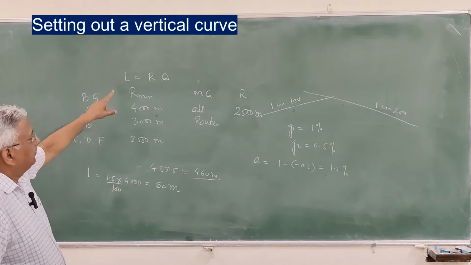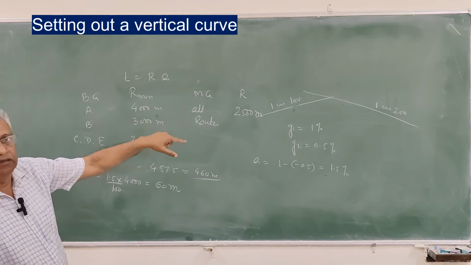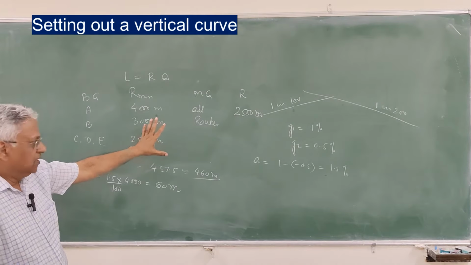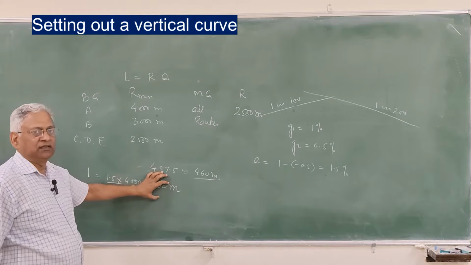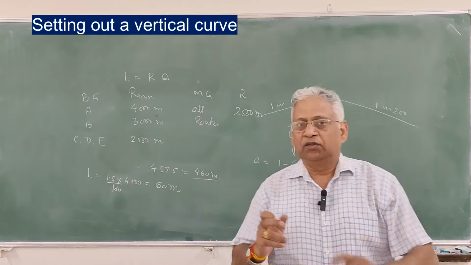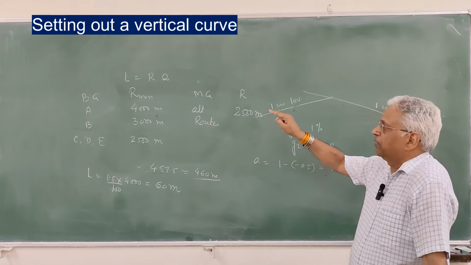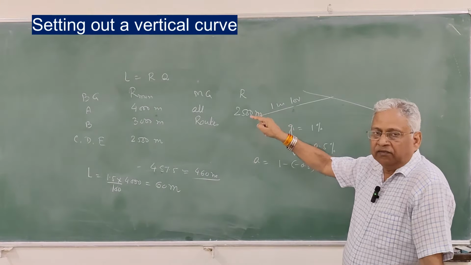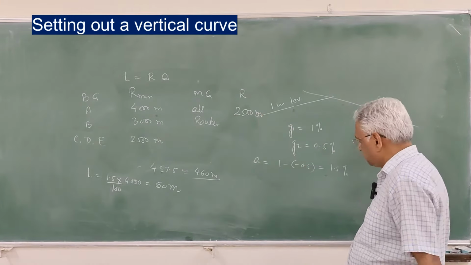This equation does not differentiate between a summit curve and a valley curve. It is same for both. 60 meter is sufficient to provide a smooth entry between these two gradients. So this is the new method of finding the length of vertical curve on Indian Railways.